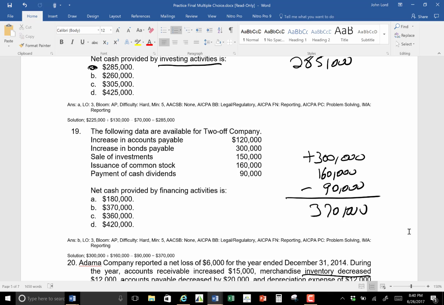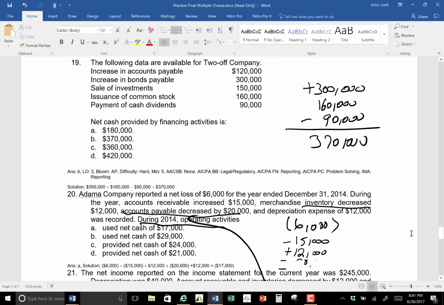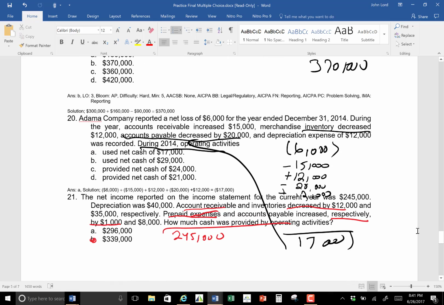Sale of investment, guess where that goes? Investing activities. Get the sale of investment. Issuance of common stock, is that financing? So that goes into the financing. Payment of dividends, Grace, is that financing? So that gets subtracted out, doesn't it? It's even the same number, 90,000, that we ignored before. Okay. Okay, good. Let's do another one.